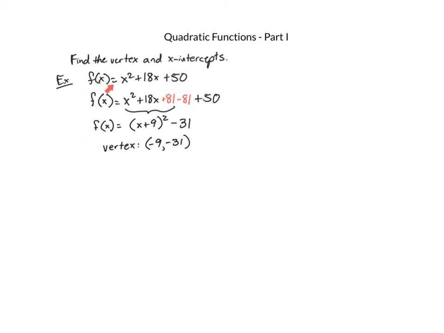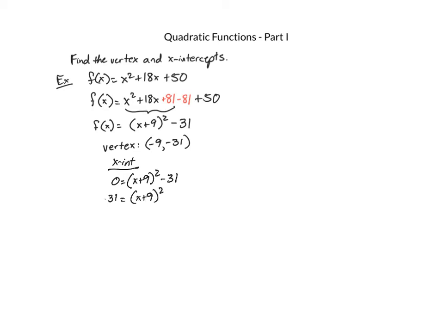I'm looking back here and I see that this is not factorable. So I'm going to choose to set the f of x equal to 0 right here, and the equation will be fairly simple to solve. So for the x-intercept, I have 0 equals x plus 9 squared minus 31. I'll add 31 to both sides.